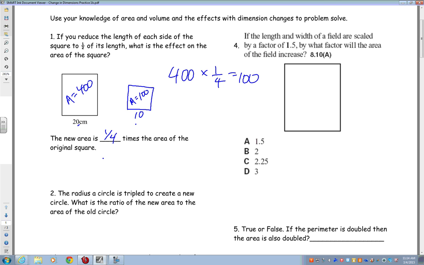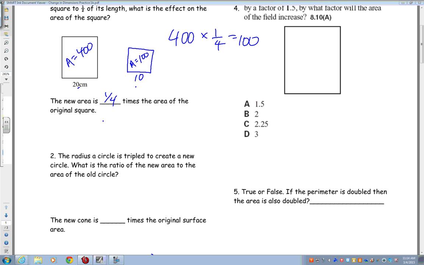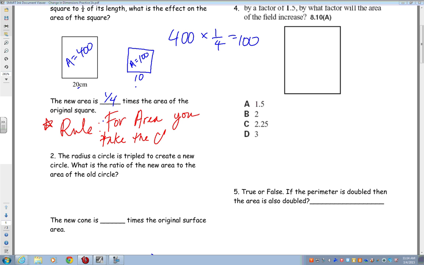Okay. So I need you to add this to your sheet, because there's a rule you need to understand. This is a fact you need to memorize when dealing with change in area, okay? So for area, whenever you're dealing with area, you will take the change amount and you're going to square it. I know I'm running out of room. You're going to take whatever the change is happening to the shape and you're going to square it.